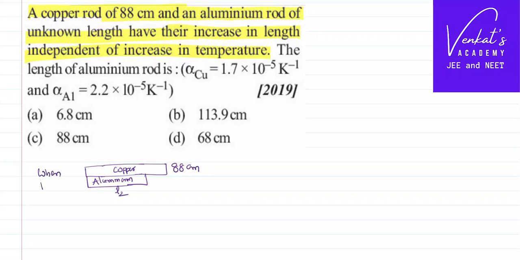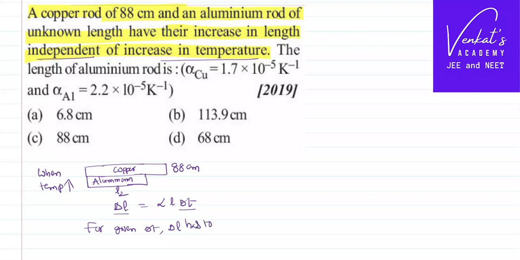When temperature is raised, each rod increases. The increase in the length is based on the definition of alpha L delta T. It is independent of temperature. What does that mean? Whatever may be the delta T, delta L has to be the same. The given condition is, for a given delta T, delta L has to be the same.